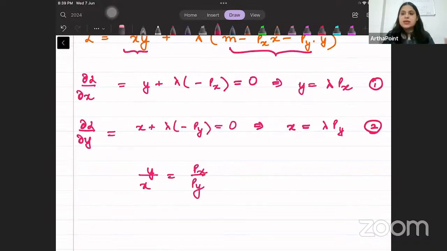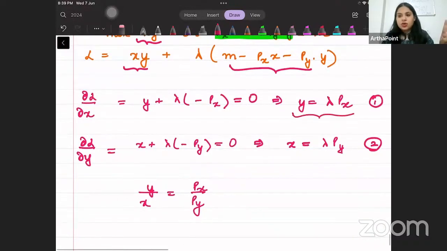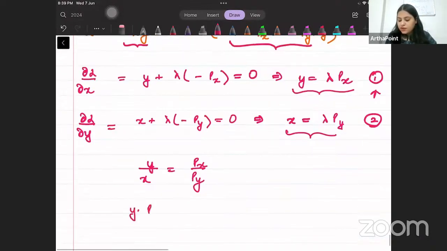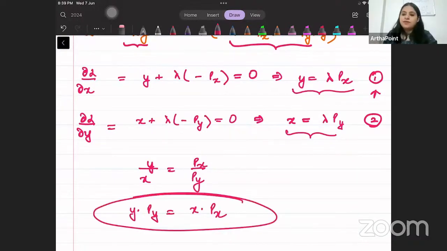You have to do the same steps every time. Differentiate it with respect to x, get the first equation, call it 1. Differentiate it with respect to y, get the second equation, call it 2. Divide 1 by 2, get this equation. And if you look here, I have got exactly what I was getting above: that the expenditure on good y at equilibrium is equal to the expenditure on good x.